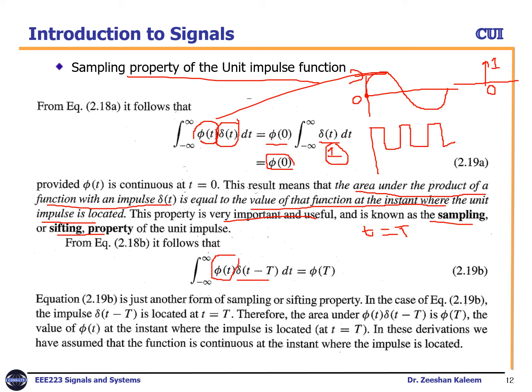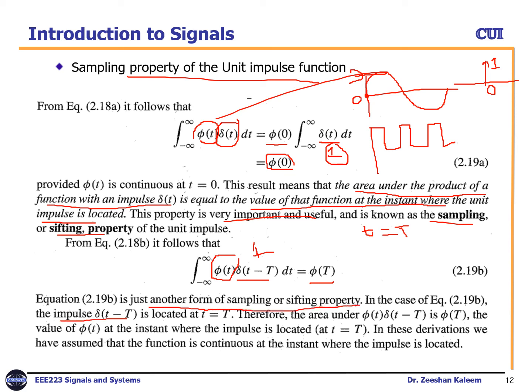So phi impulse t minus T will be equal to 1 at time t equals T. So put capital T here, and we will get phi of capital T. It means that we will get the amplitude of the signal, or the area of the signal, at that instant. So the equation is just another form of the sampling or shifting property.